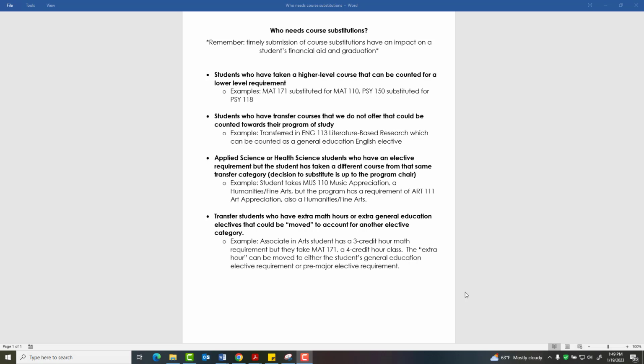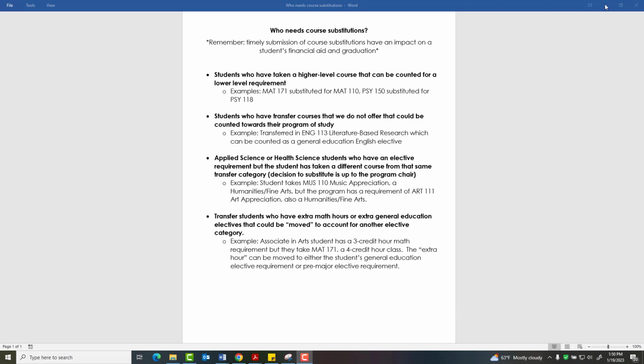And then the last type of student who would need a course substitution: sometimes transfer students can have extra hours, and that can happen either in the math category of their degree, or in their general education elective category. The example given there is an associate in arts student that has a 3 credit hour math requirement, but they decide to take a 4 credit hour course, Math 171. That extra hour can be moved down to either one of the student's elective categories, either general education electives or pre-major electives. And that 1 hour could really make a difference upon when the student's going to graduate or if the student's going to graduate.